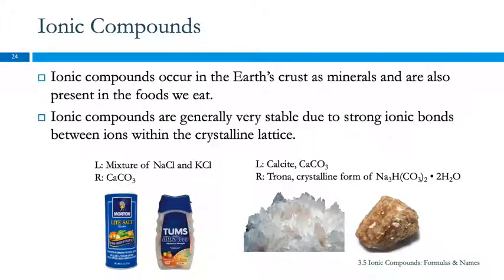Okay, ionic compounds. There are lots and lots of ionic compounds. They're very prevalent. If you were to look at the Earth's crust, at the rock and the dirt and stuff, most of the substances in there are ionic compounds. They're very stable because ionic bonds are very strong. Here's some examples.